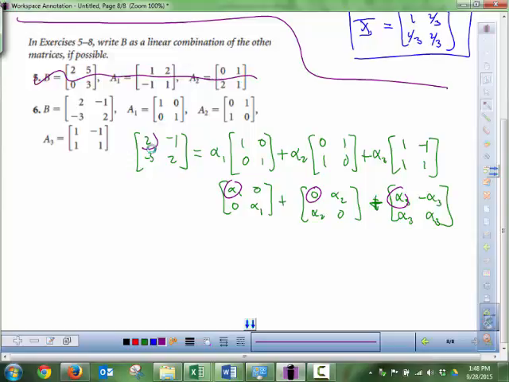For example, if we want this first slot here, the 2, that linear combination has to be satisfied with this equation. So we have alpha 1 plus 0 alpha 2 plus alpha 3 is equal to 2. And then the next slot, 0 alpha 1, plus alpha 2 minus alpha 3 is equal to negative 1. And then we go down to the 2 by 1 position to get negative 3 over here. So we're looking at 0 alpha 1, alpha 2 again, plus alpha 3 is equal to negative 3. And then finally that last slot, which is equal to 2, is going to be alpha 1 plus 0 alpha 2 plus alpha 3.